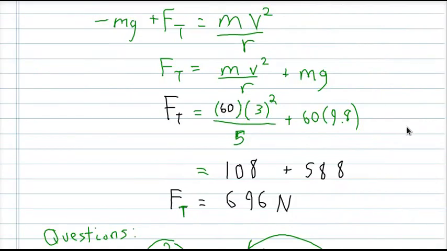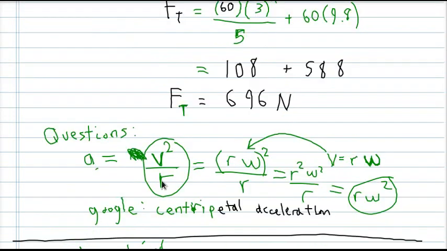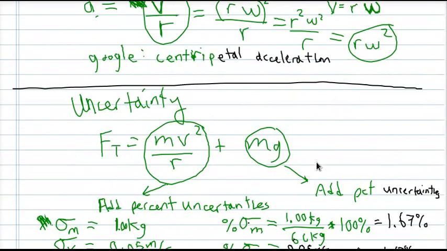So before I do the uncertainty, I'm going to plug in numbers. You see I plugged them in, and this is 108 newtons plus 588 newtons, which equals 696 newtons. You know these are all newtons because I plugged in standard units, kilograms, meters per second, and so forth. So here's a little bit more information on centripetal acceleration. You'll soon see that v squared over r can also be written as r omega squared, because v equals r omega. That's just a preview for what you'll be seeing in class.